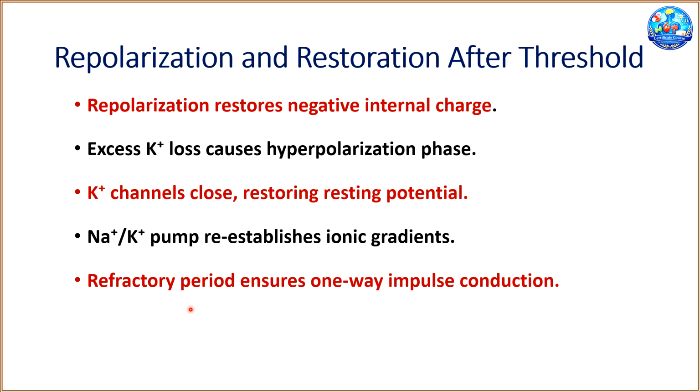Additionally, the refractory period comprises the absolute and relative phases, which prevent the immediate reinitiation of another action potential. This ensures that impulses travel only in one direction along the axon, and it maintains the integrity of the signal transmission in one direction. That's why we call it one-way impulse conduction.